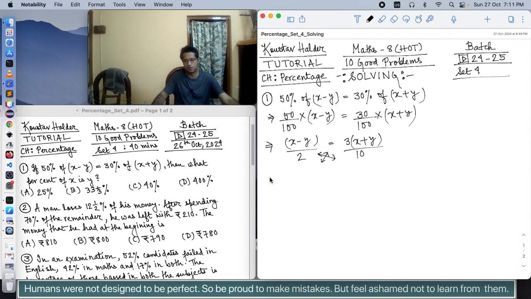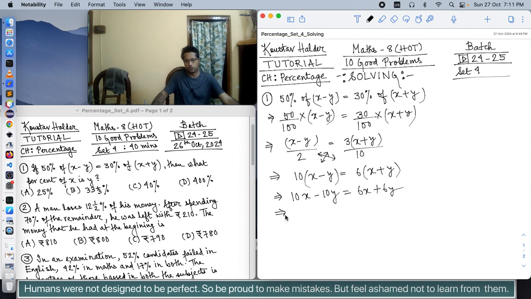Using cross multiplication, we get 10 multiplied by x minus y is equal to 3 into 2 multiplied by x plus y. This implies, if I do the product on both sides, LHS and RHS, I get 10x minus 10y is equal to 6x plus 6y.